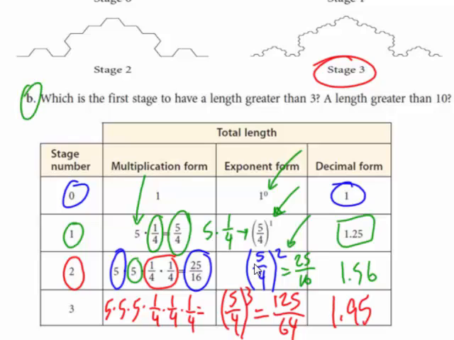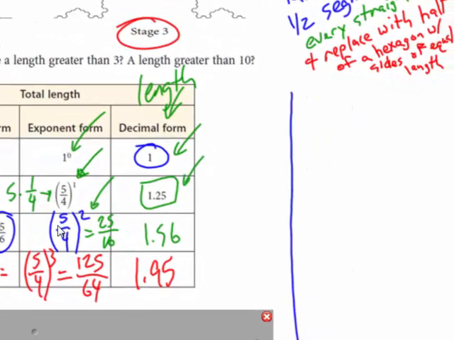So now let's go back and answer B. It says, which is the first stage to have length greater than 3? Okay, well here's our total length right here. This is the total length, right? Because the first one had 1, and the other one was 1.25, so on and so forth. None of them have a length greater than 3. So I might have to keep going. I might have to make a table.